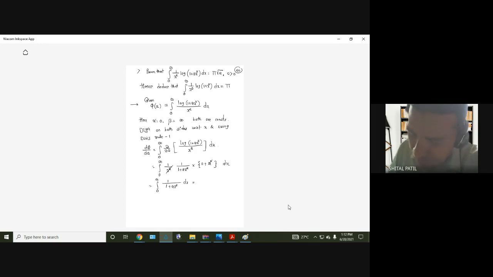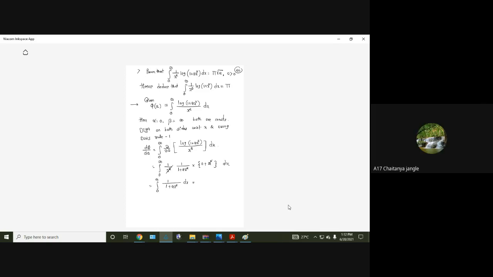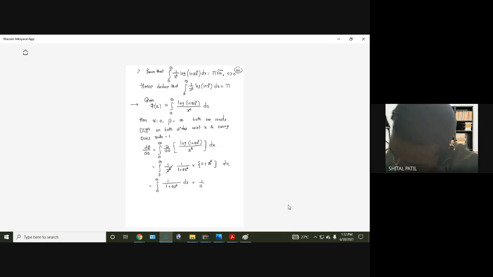चलो क्या करेंगे, how we can integrate this, anyone? क्या करना पड़ेगा, कोई बता सकता है, how we can integrate this? अरे सिंपल है ना, a को बाहर लेना है. tan inverse 1 by a. Absolutely, very good.